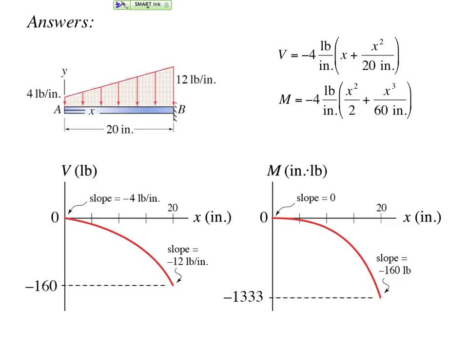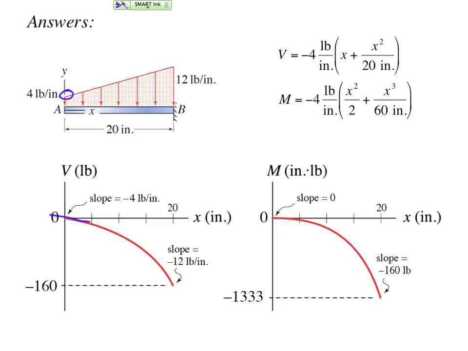Note also that we can get a sense of the shapes of these curves even without the explicit functional dependence of these expressions, because we know that w of x provides the local slope of v everywhere, and v provides the local slope of m everywhere. Both curves begin at 0 because of the free end of the beam. The v of x curve has a modest but non-zero slope at x equals 0 because w of x is non-zero there, minus 4 pounds per inch in this case.